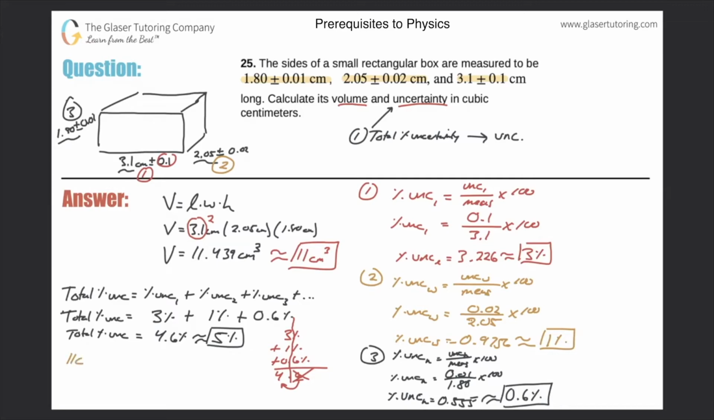So 11 centimeters cubed, and this will be plus or minus 5%. Now they wanted to know the volume and the uncertainty, not the percent uncertainty. So no big deal. All we have to do now is convert this percent into an actual number. And we can do that again by using the percent uncertainty formula. Percent uncertainty is equal to the uncertainty of the measurement divided by the measurement itself multiplied by 100.